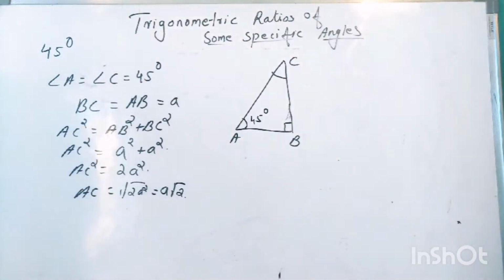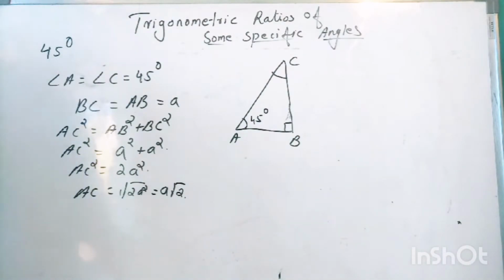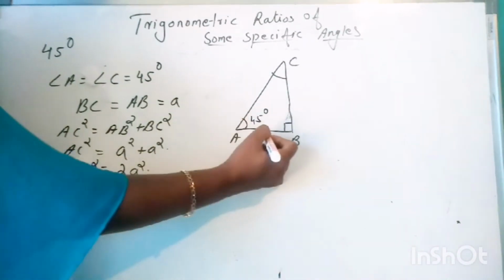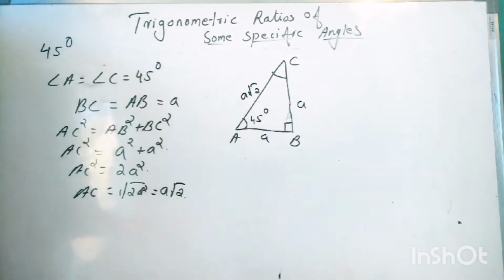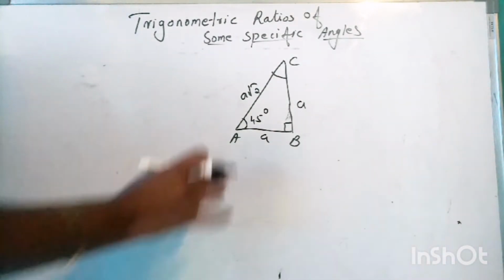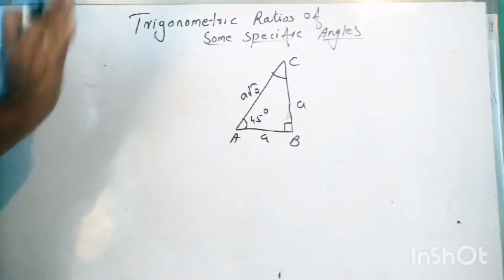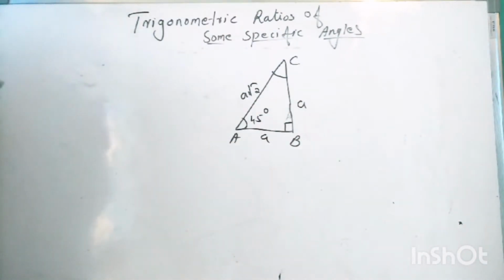Now, we are going to find the trigonometric ratios: sine 45 degree, cos 45 degree, tan 45 degree and all other trigonometric ratios. So consider this angle A, and we write the length of each side, A, and the hypotenuse is A root 2. First I am going to find sine 45 degree. Either you can consider A or you can consider C. Anyway, the values of angle A and angle C are equal. So I am going to consider angle A.